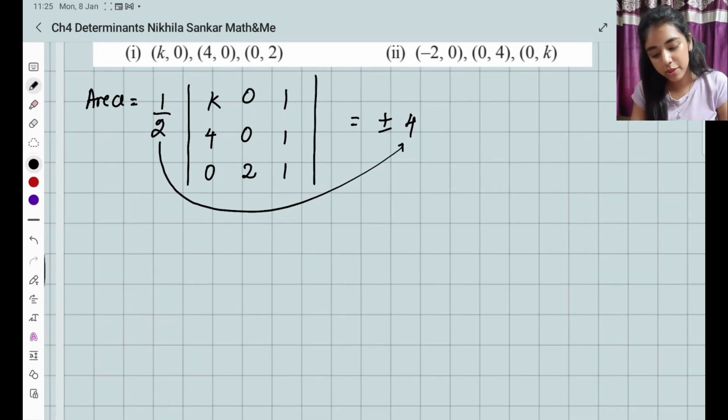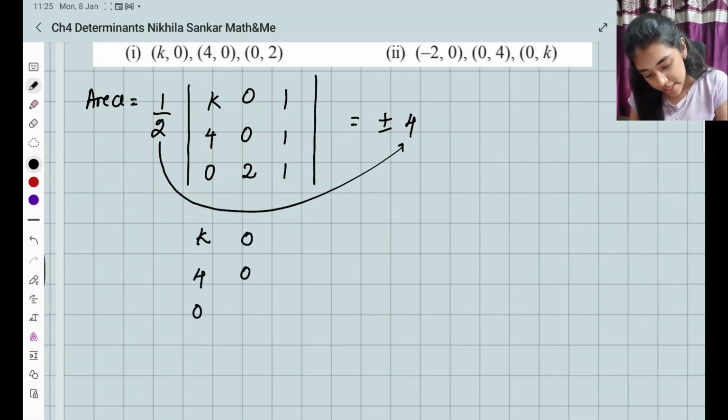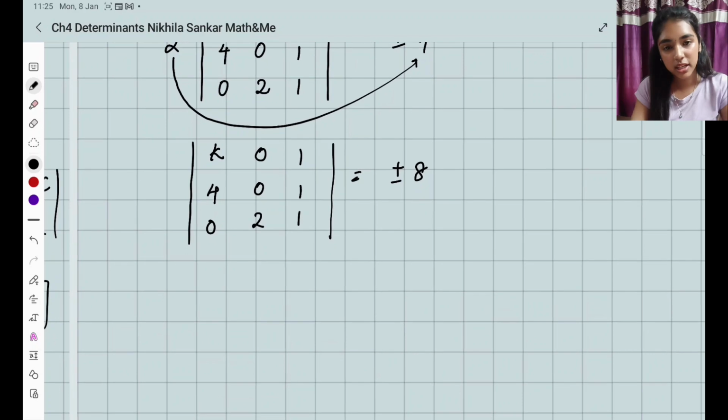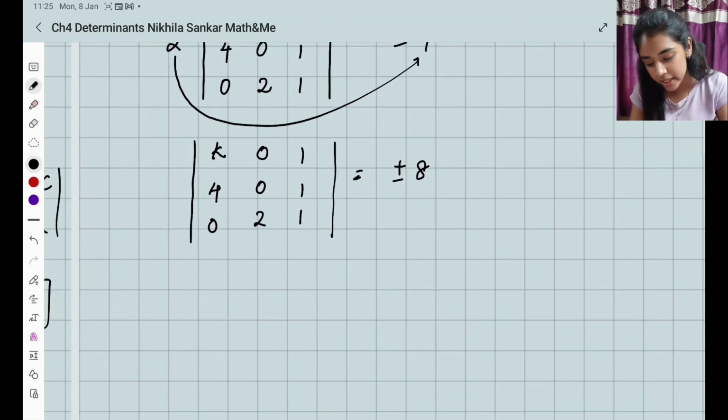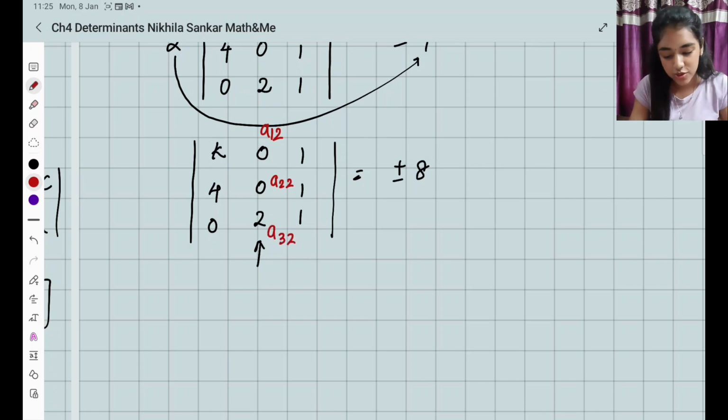So I'll be left with plus or minus 8. So I'll also write that. So k 4 0 0 0 2 1 1 1. So the determinant of this is going to be plus or minus 8. So இப்போ the determinant கண்டுபிடிக்கலாமா? So if I find the determinant, I'm going to do it with respect to column 2. ஏன்னா அங்க தான் 0 0 0 இருக்கு. Last 2 என்னவா இருக்க போகுது? A11 A12. So A12 A22 A32. So this is going to be A32.